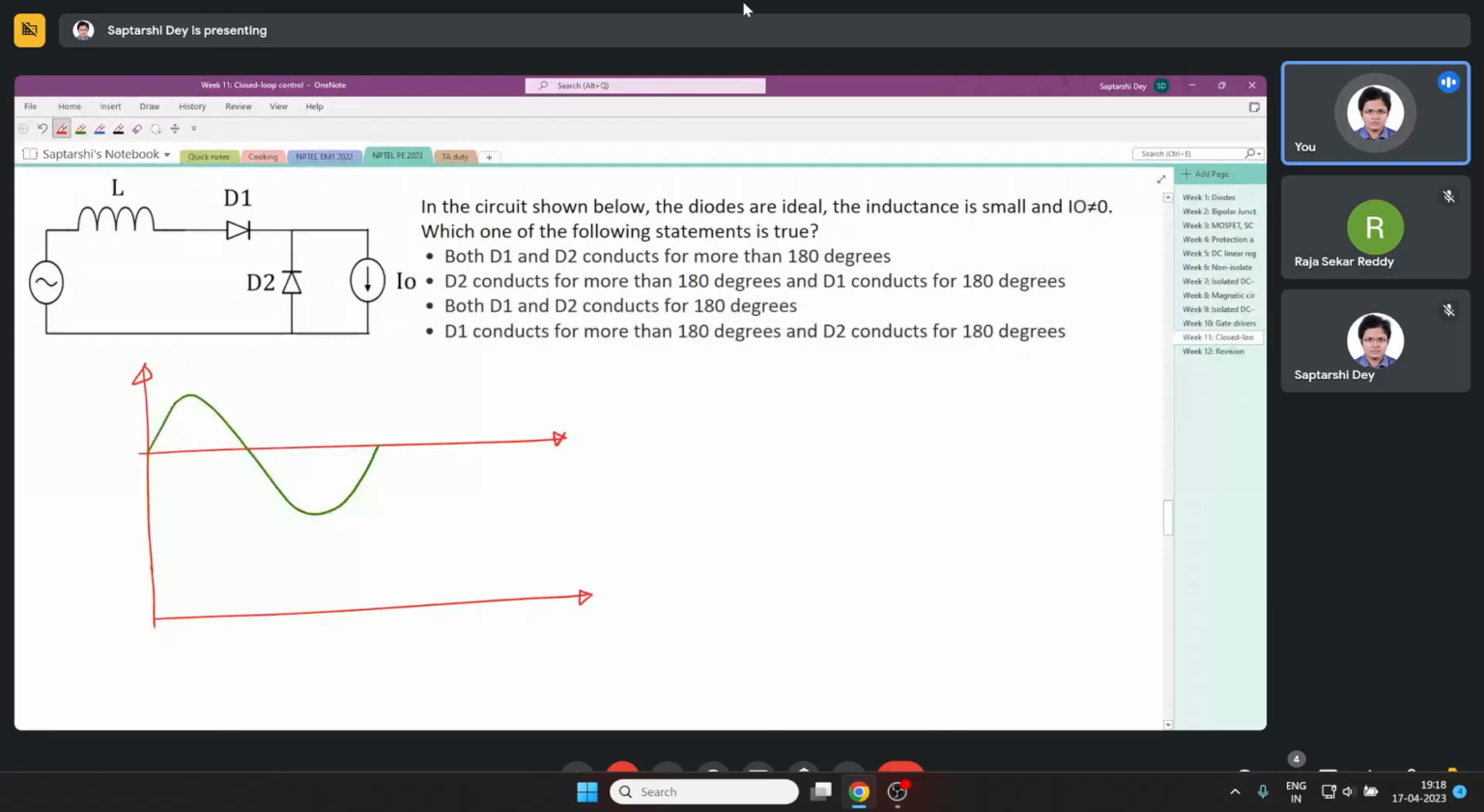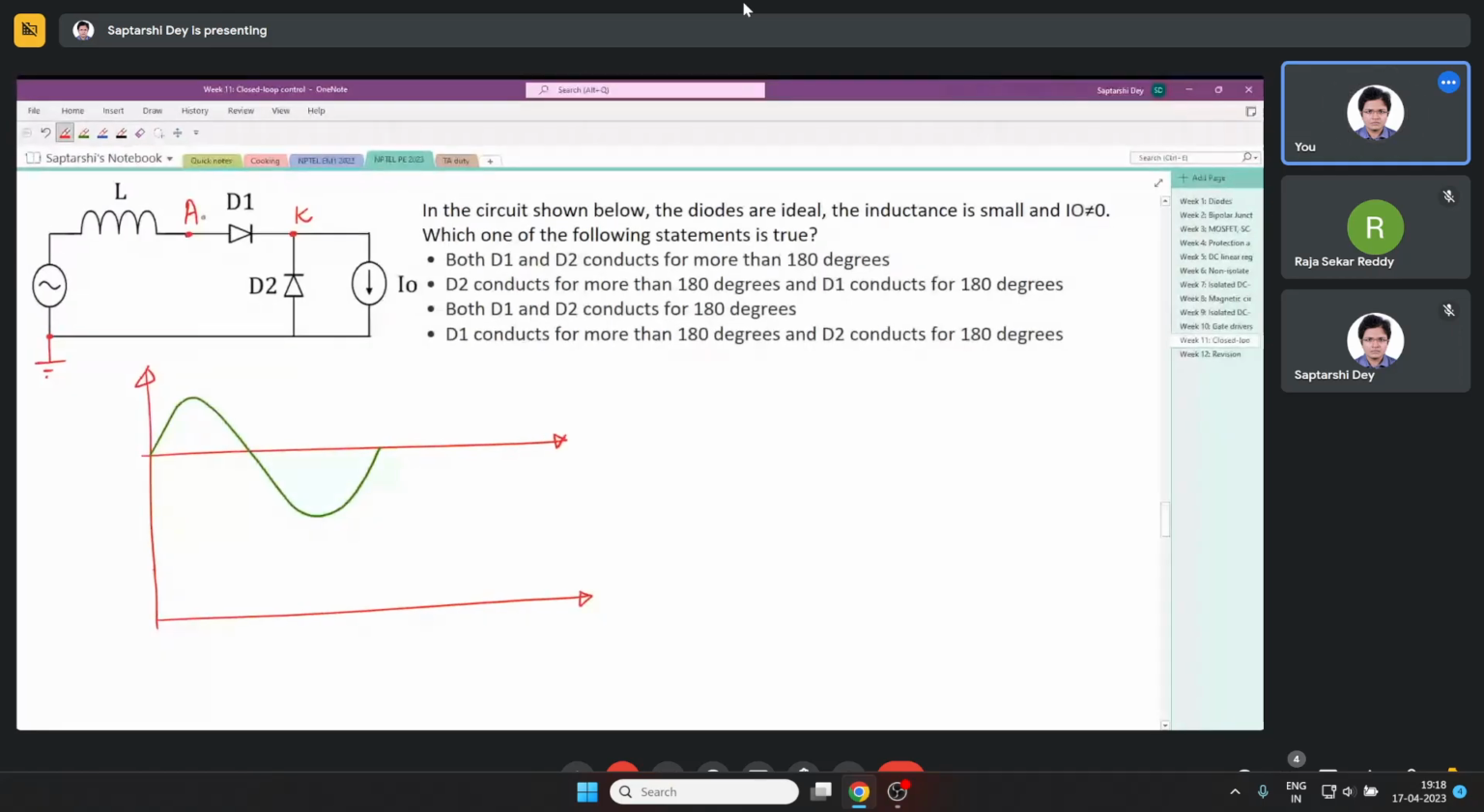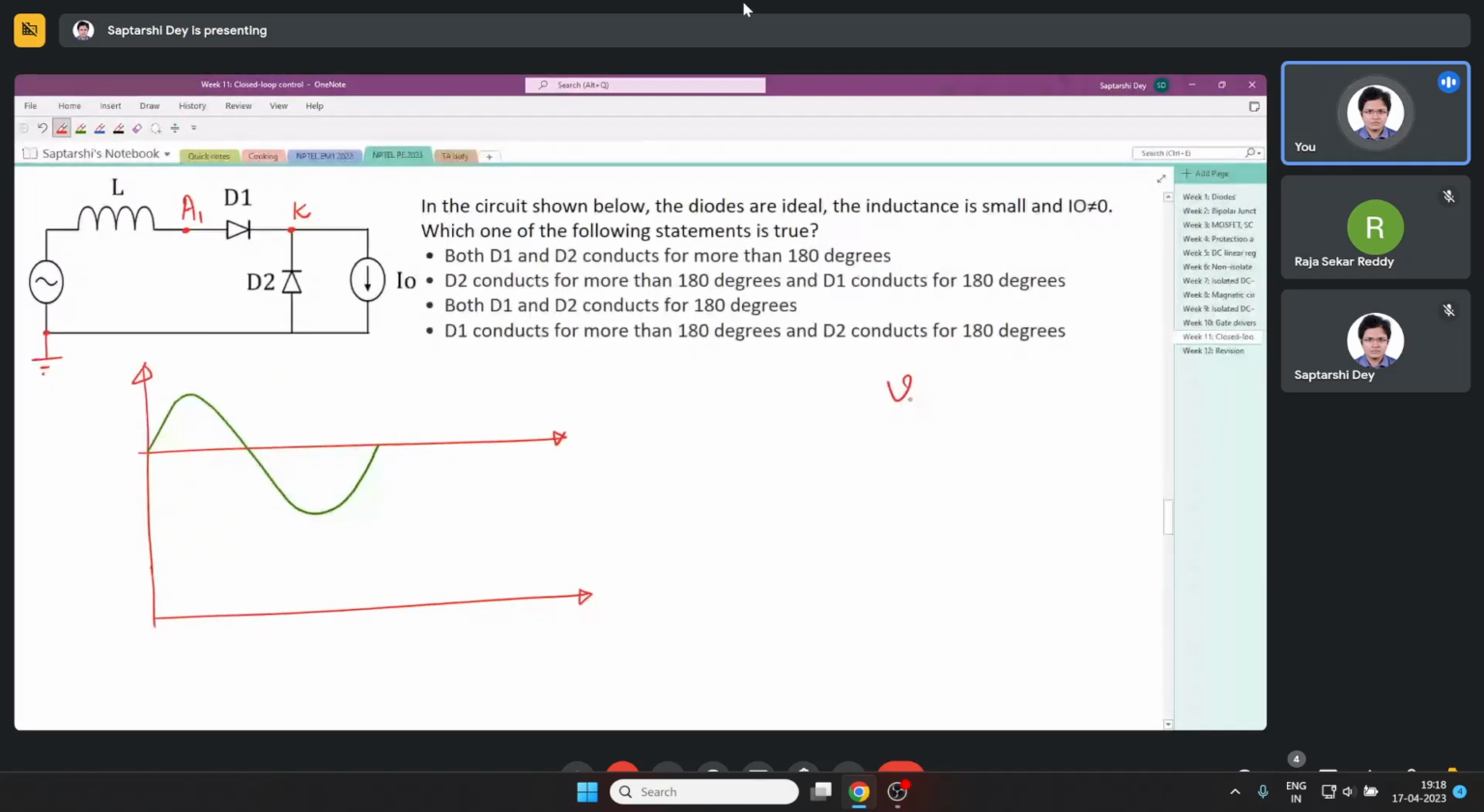Now the diodes D1 and D2, they are in common cathode configuration, right? Common cathode configuration. So at any instant, we have to find out, if I take this as the ground, what is the potential of A. Say I write A1. If the potential at A1 is positive, then D1 is conducting, otherwise D2 is conducting. Clear till now? Yes, sir.